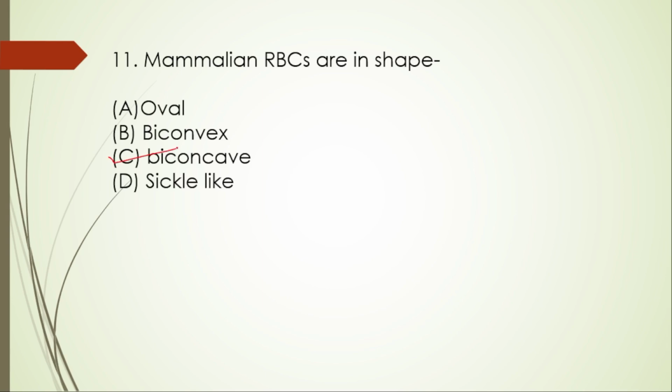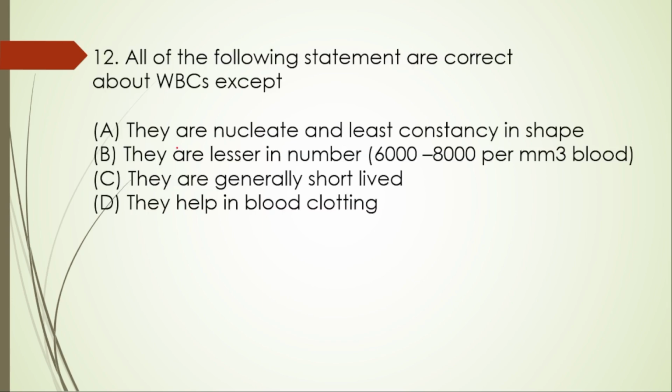Mammalian RBC are in which shape? Biconcave shape. Next question, that is question number 12. All of the following statements are correct about WBC except A, they are nucleated and have least constancy in shape. Yes, this one is right.